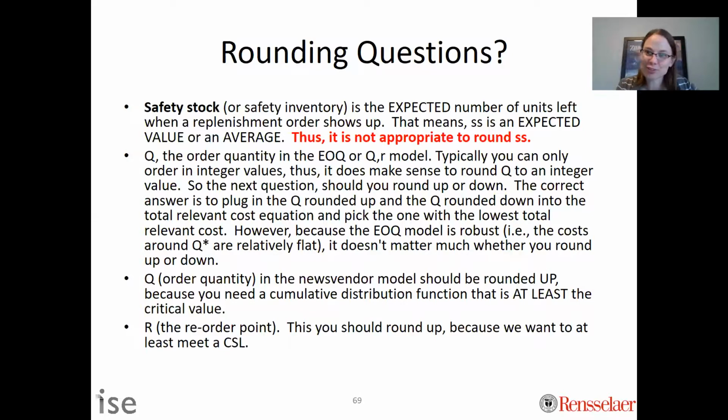The simpler answer, though, is that remember the EOQ model is a robust model, which means that at optimality the total cost is relatively flat. And so the short answer is it doesn't really matter too much if you round up or round down. You can round to the nearest and be okay. In terms of the news vendor setting Q, you should always round up, and the reason is that in terms of the overage and underage cost, it's beneficial, you have to round up. And the reorder point, you should always round up because you are setting it typically to meet at least some cycle service level.